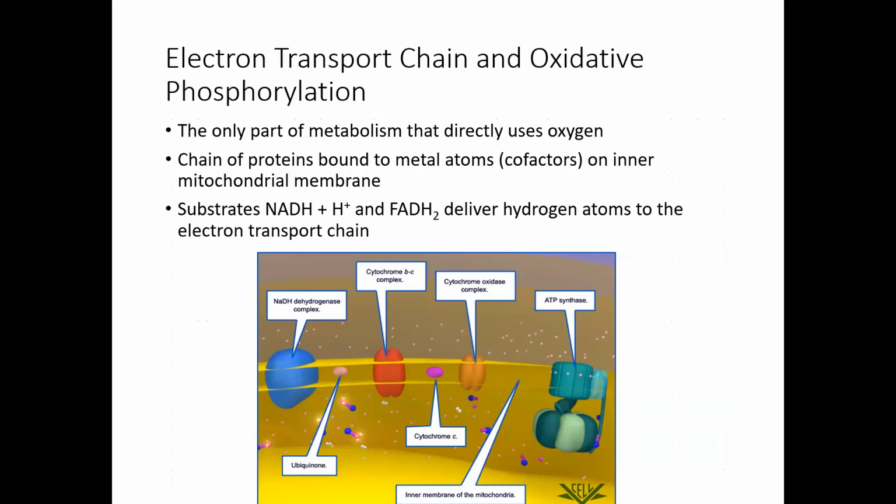Now the electron transport chain is the last step. Electron transport chain and oxidative phosphorylation. This is where oxygen finally gets used. We've used no oxygen up to this point. Glycolysis doesn't use oxygen. Krebs cycle doesn't use oxygen, but the Krebs cycle won't run if there's no oxygen present. We'll never get out of glycolysis. We'll make lactic acid instead.